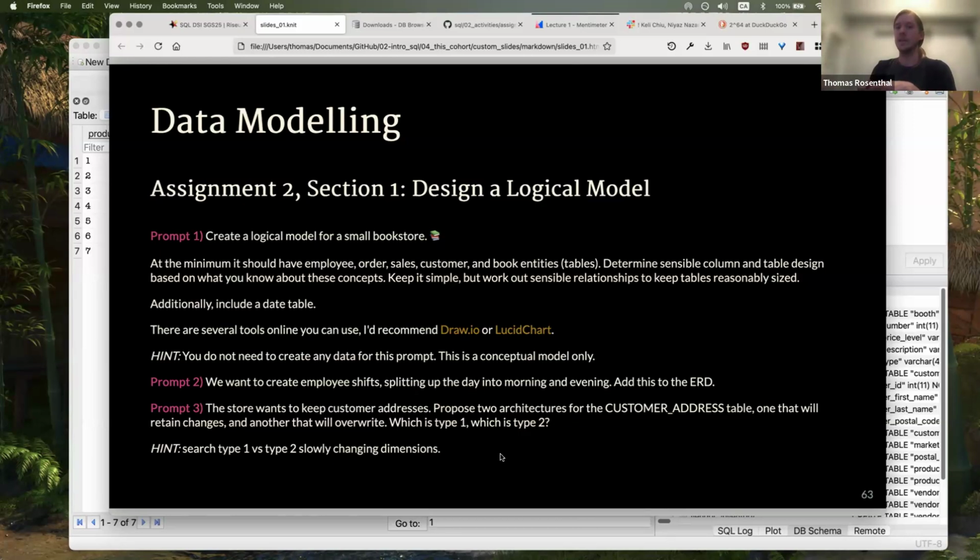Talk about why, right? And since I'm not going to talk about type 1 and type 2, give this a search and look up, interact a little bit with documentation on the difference between type 1 and type 2 slowly changing dimensions and how that affects your data model.